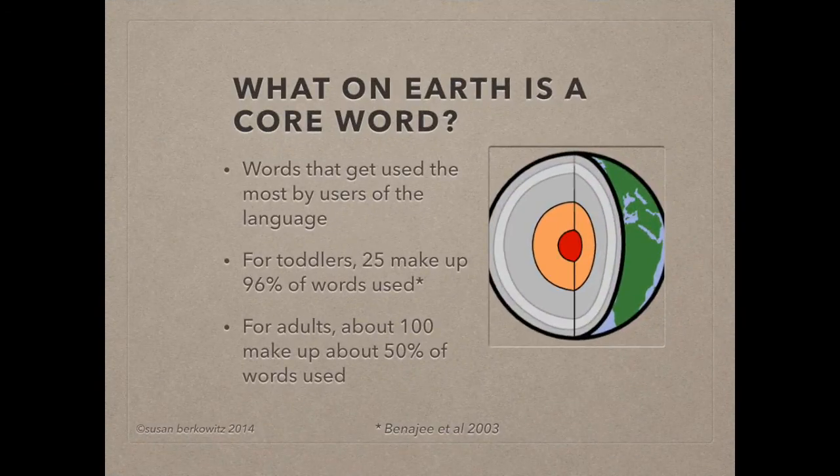If you haven't seen my discussion of core words, these are the words that we use the most often, the small core group of words that get used over and over again in much of what we say. These are the words that can combine into phrases and sentences to cover many communication purposes. For toddlers, 25 words make up more than 96% of what they say. For adults, about 100 words make up about 50% of the words we use daily.